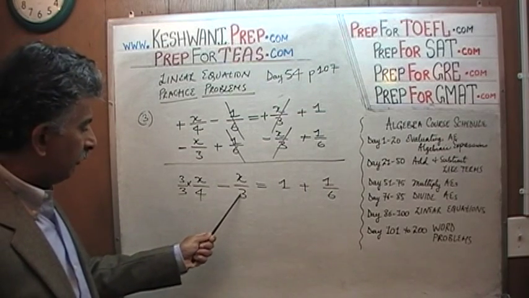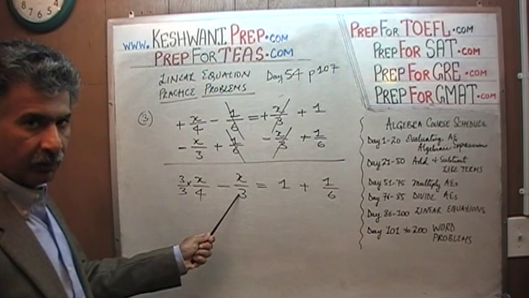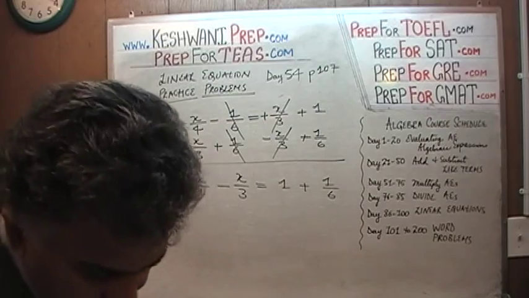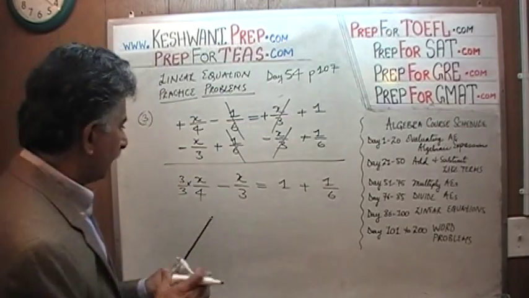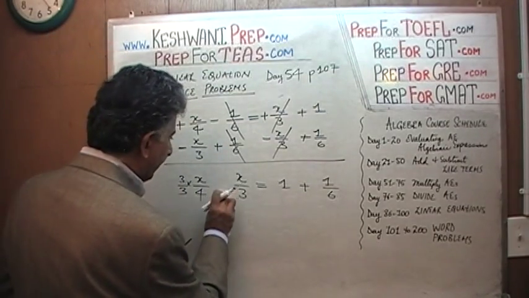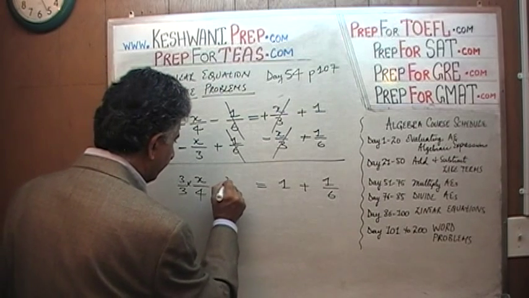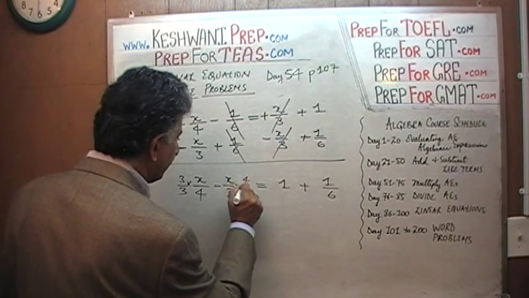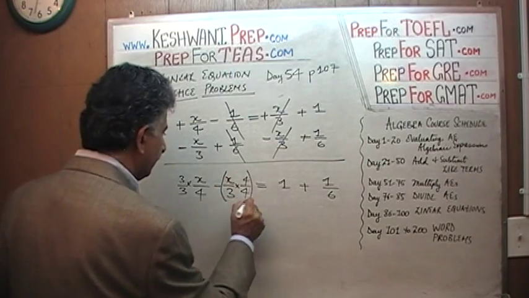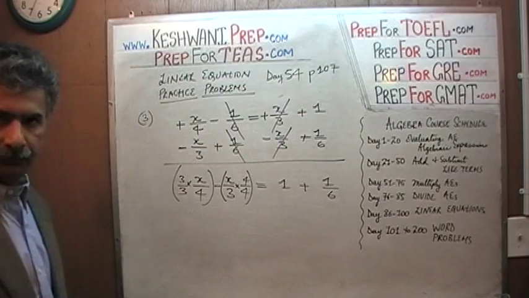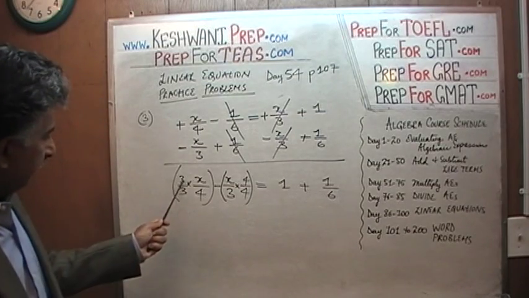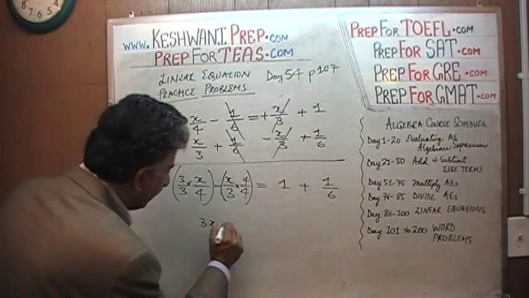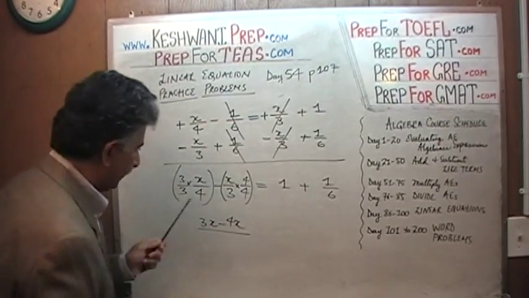Similarly here, we want to make the denominator 12. We will do so by multiplying top and bottom by 4. Minus x over 3, multiply top and bottom by 4. There you go. So here we get 3 times x, which is 3x. Here we get x times 4, which is 4x, with the minus sign in between.